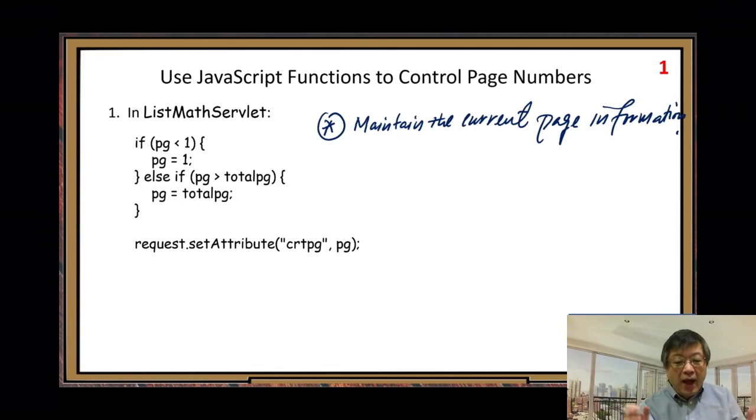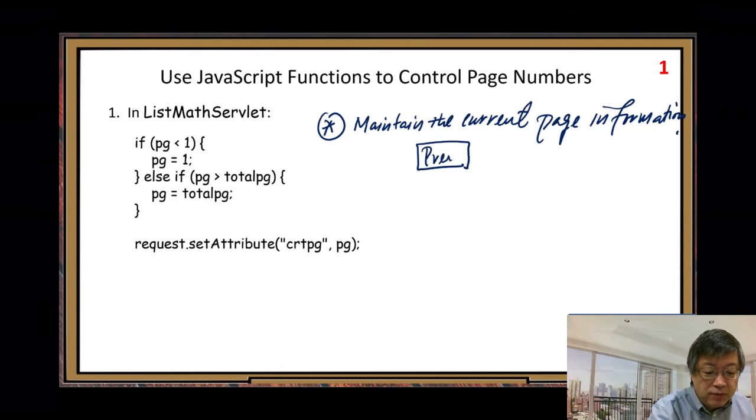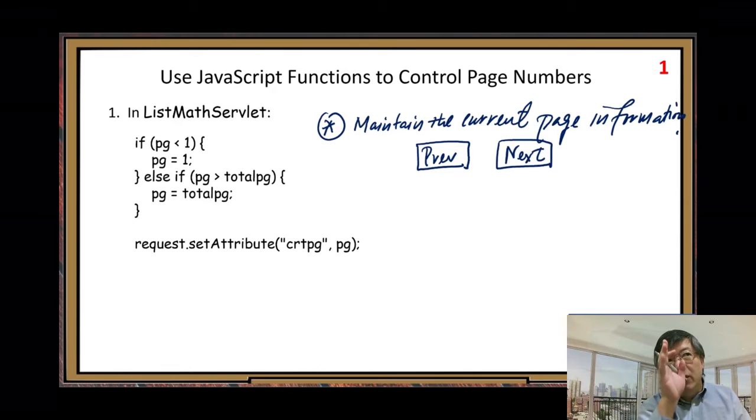All right, so why do we need to do that? Think about this logic. Very simple. You want to click the previous button to move to the previous page, and the next button to move to the next page. When you do that, you need to know the current page, right? So then, from the previous button and the next button, you can figure out what is the previous page and what is the next page. So the first thing, we need to maintain the current page information, so we need to store it somewhere.